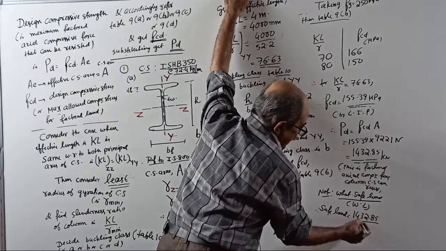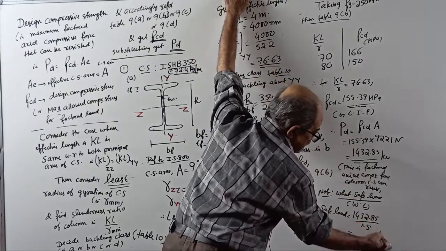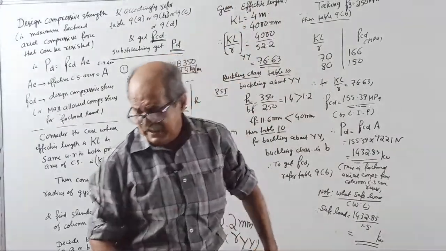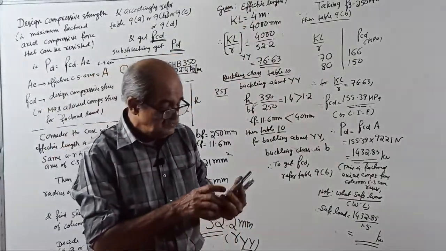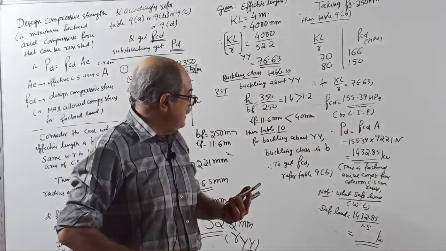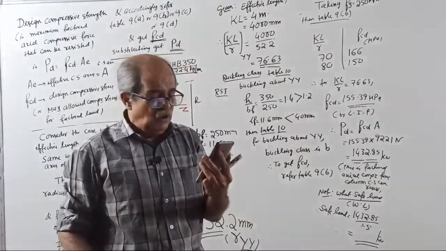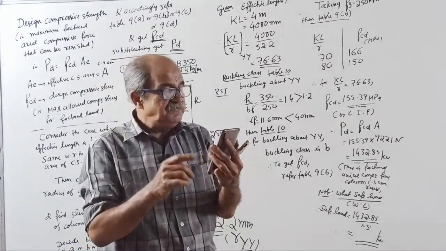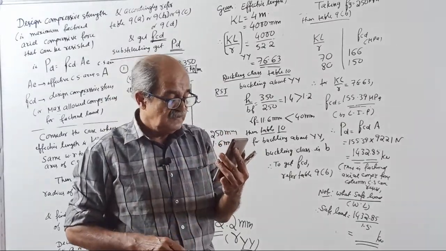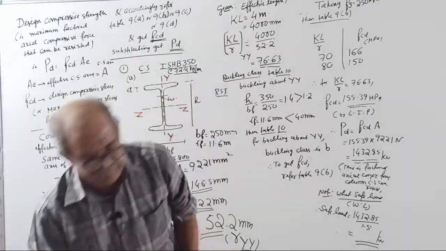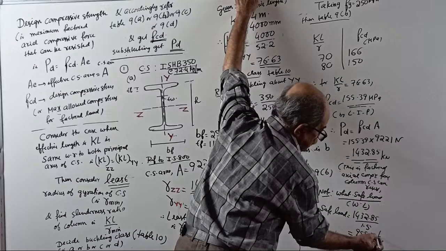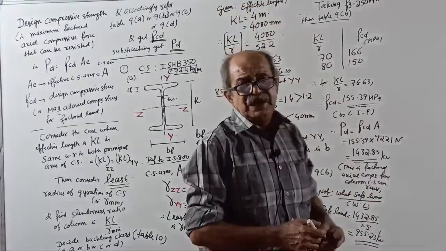1432.85 divided by 1.5. What is the answer? Nobody should ask, sir, what is that 1.5? There is a limit for asking. The safe load, divided by 1.5, is the safe working load. That much you can practically apply if the load is purely axial. 955.23 kilonewton. Is the question fully clear?